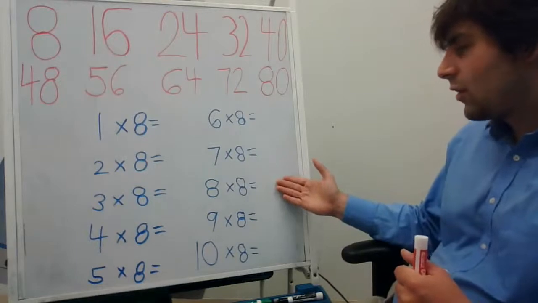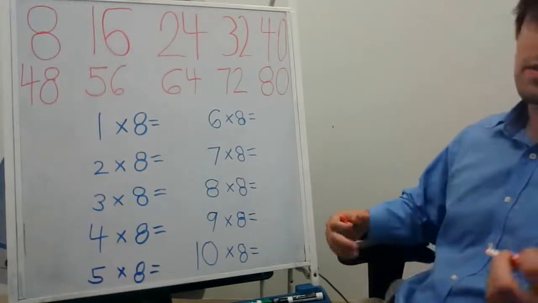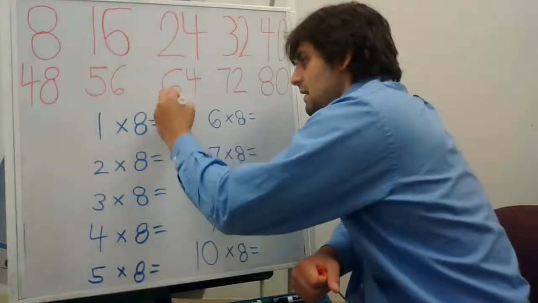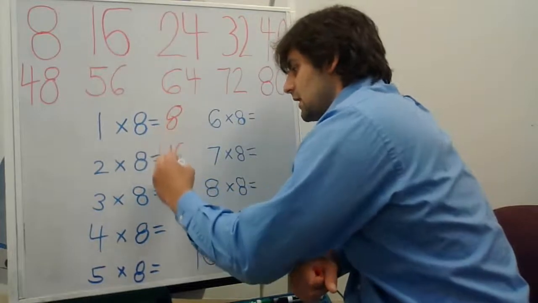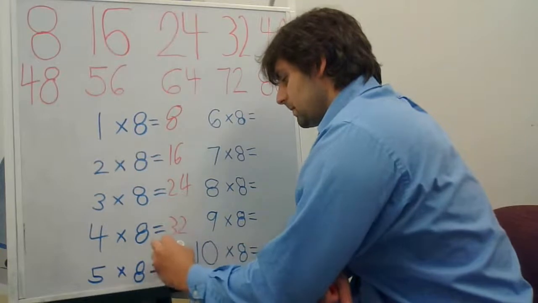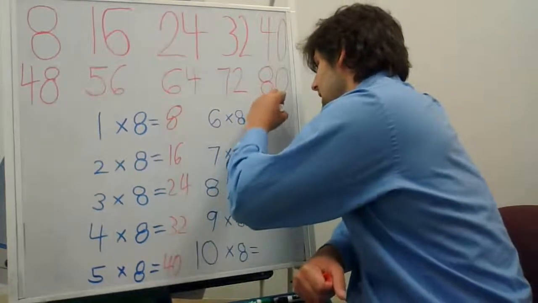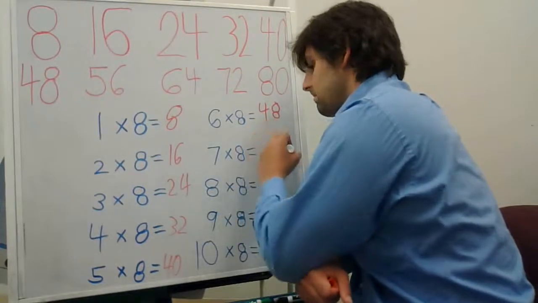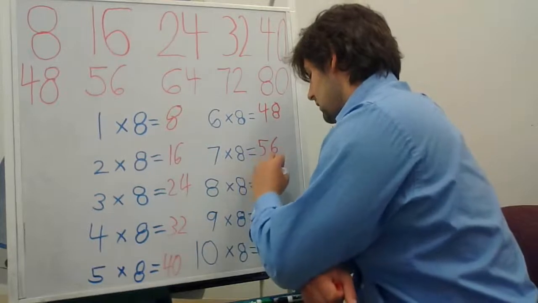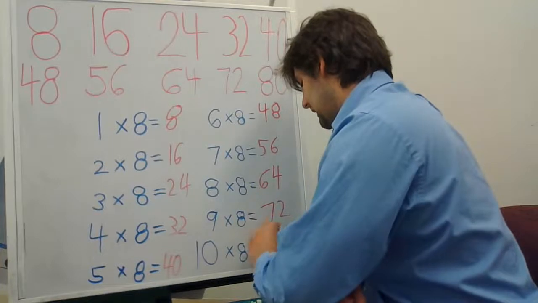As you can see, I have all the multiplication problems within the 8 fact family written here. And I'm going to solve them using skip counting the same way. 1 times 8 equals 8. 16, 24, 32, 40, 48, 56, 64, 72, 80.